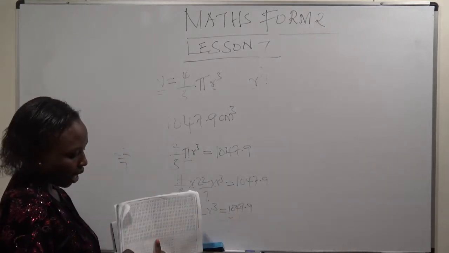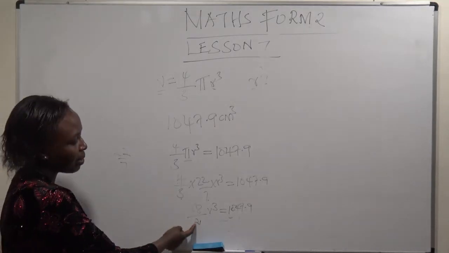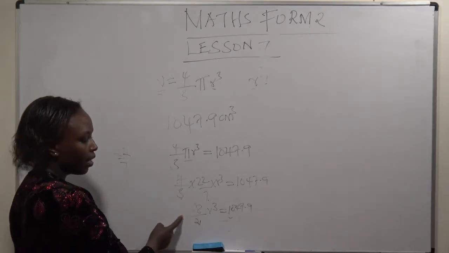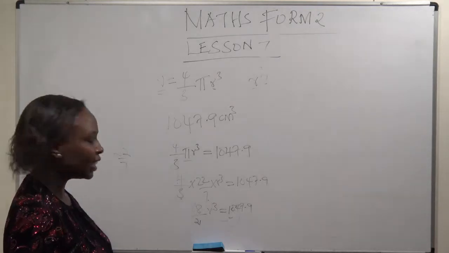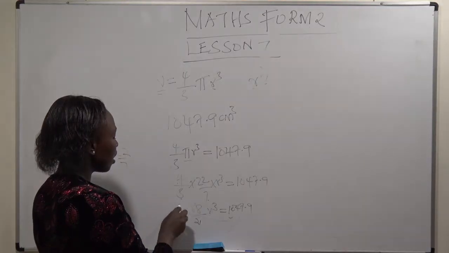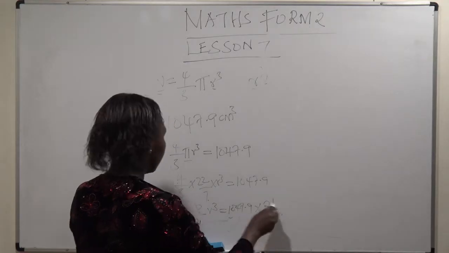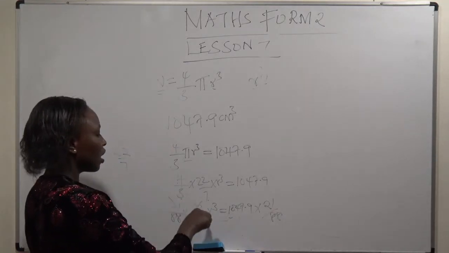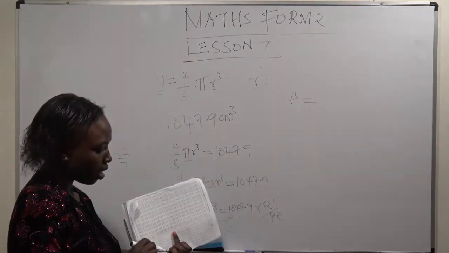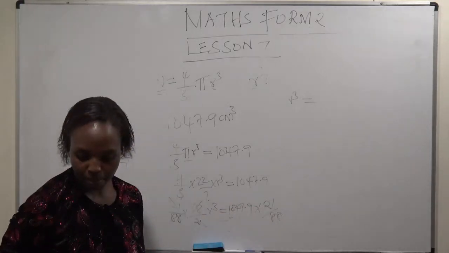We don't know the radius, so you have to get rid of this number here. How? By multiplying both sides by the reciprocal of this, so that you are left with r cubed only. The reciprocal of 88 over 21 is 21 over 88. So multiply both sides by 21 over 88, and that one cancels. Then on that side you are left with r cubed, which is equal to, you now work out this. Take that, multiply by that, then divide by that.